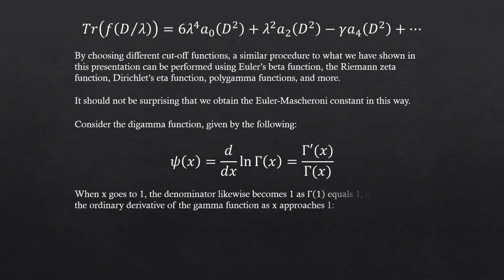When x goes to 1, the denominator likewise becomes 1, as of course gamma of 1 equals 1. So we're left with a gamma function prime of x as x approaches 1. And that just gives us the negative Euler-Mascheroni constant. So that's super cool, but that's already kind of known. And so that's why it ends up actually working out so well for our Laurent series expansion. It has to do with harmonic series.